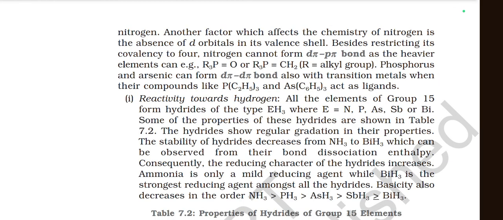Another factor which affects the chemistry of nitrogen is the absence of d orbitals in its valence shell. Besides restricting its covalency to 4, nitrogen cannot form d-pi p-pi bonds as the heavier elements can. Phosphorus and arsenic can form d-pi d-pi bonds with transition metals when their compounds like P(C2H5)3 and As(C6H5)3 act as ligands.